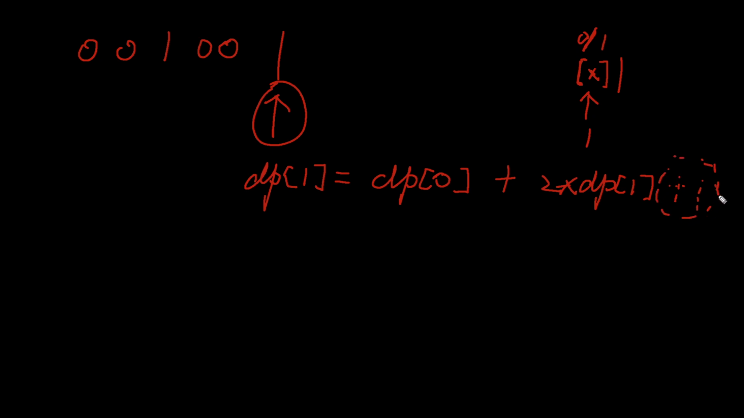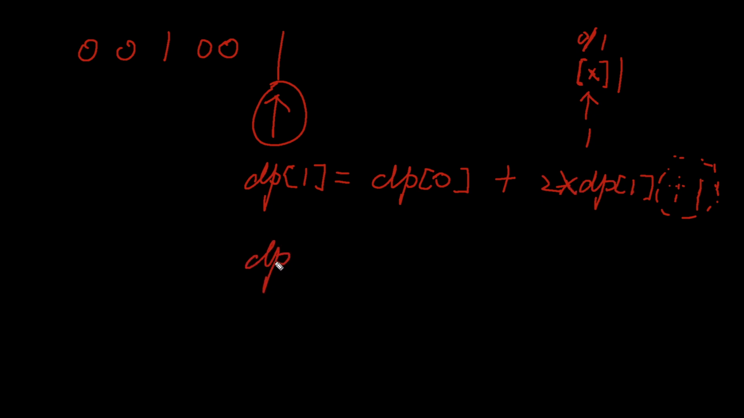And why is that? Because we simply cannot pick only this one number and not pick anything ahead of time, because to make this subsequence a valid one, we need to have something on the left side. That's why the total count for dp1 will be dp0 plus 2 times dp1.